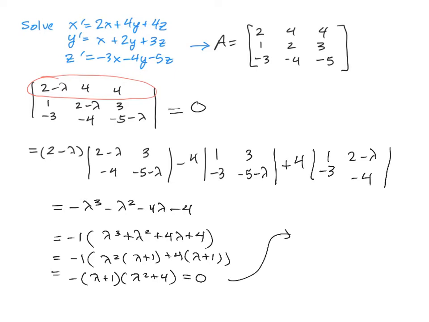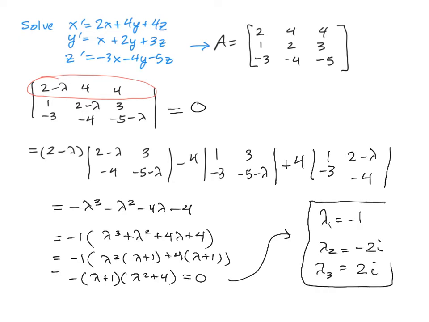So our first value, lambda 1, is equal to negative 1. And then lambda 2 and lambda 3 are both imaginary numbers. They're negative 2i and positive 2i. And so for the next part of the problem, we'll go through and find the eigenvectors corresponding to these eigenvalues.